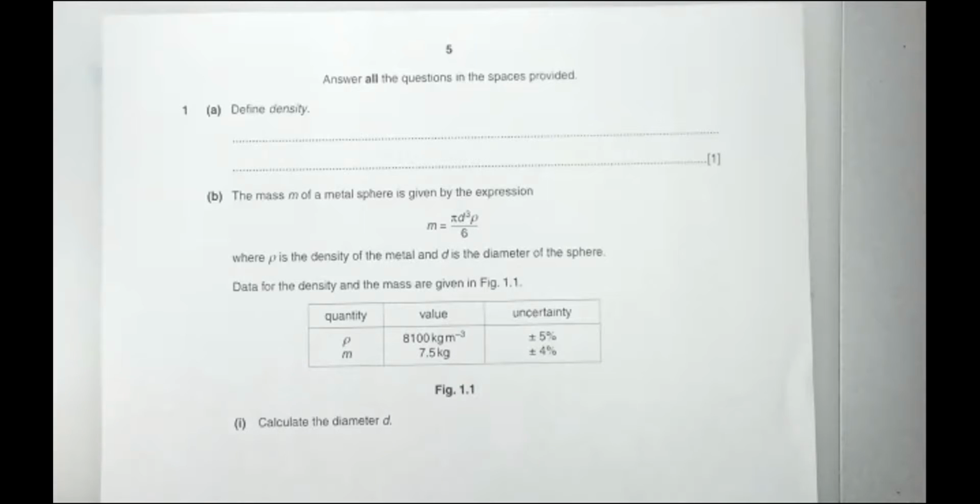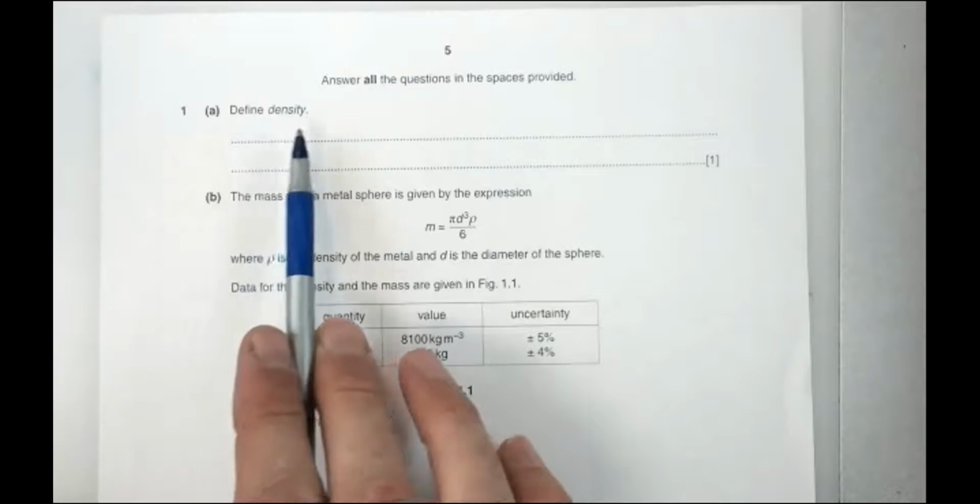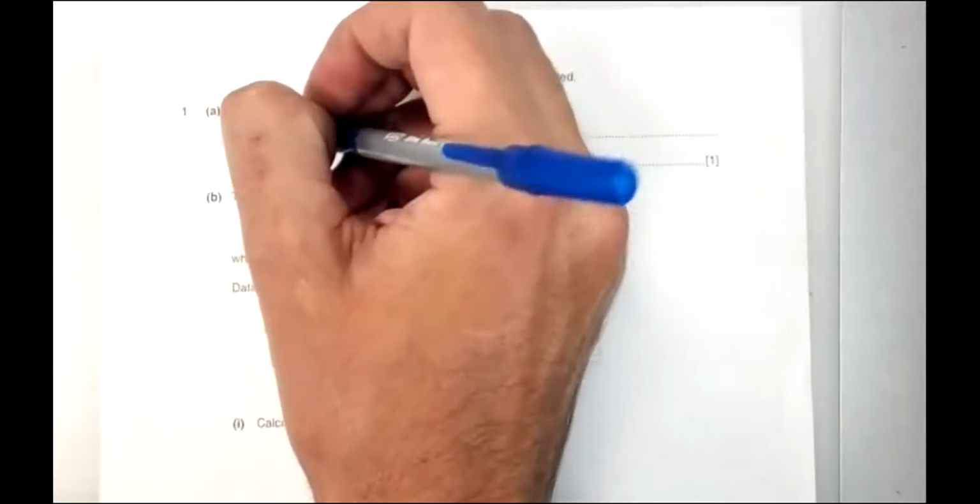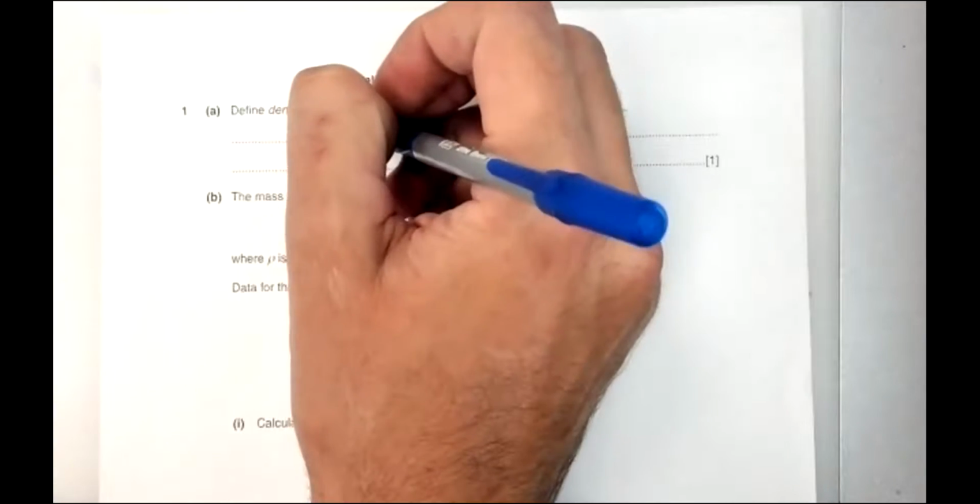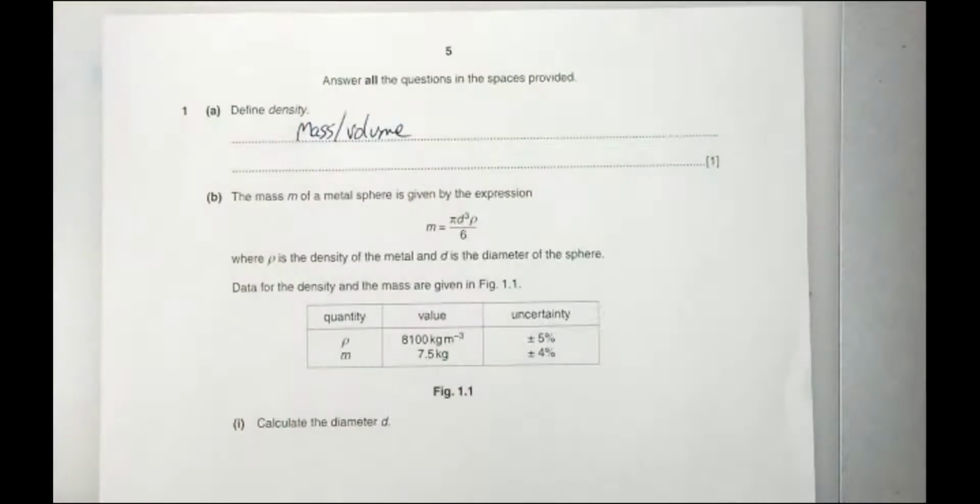All right, in this video, we'll be going over a worked example related to the definition of density, but really working with some uncertainties here. So define density, hopefully everybody put mass per volume. Mass per volume is how we define density.